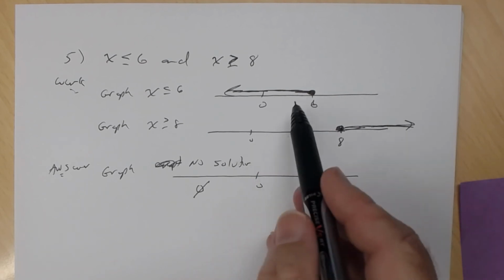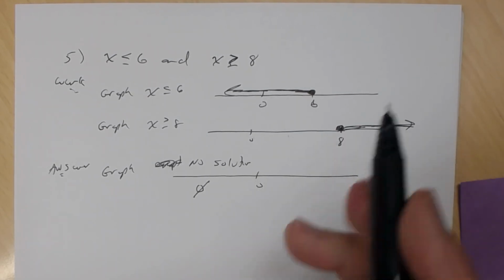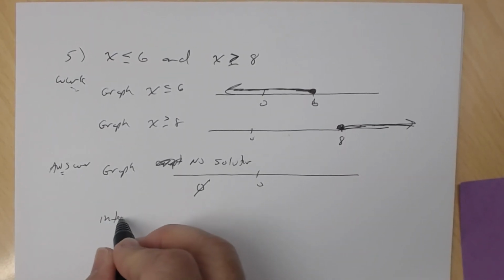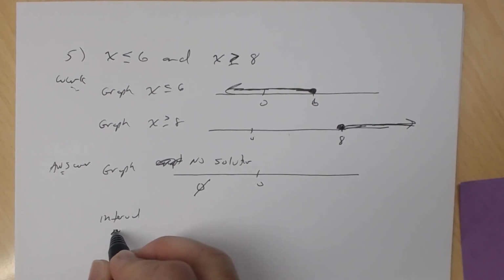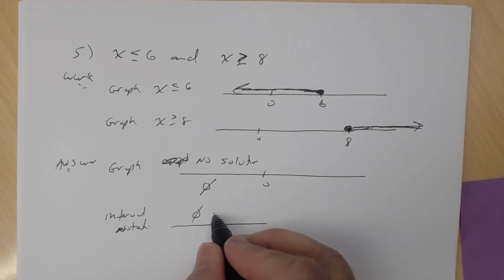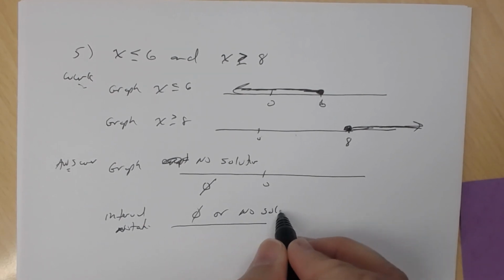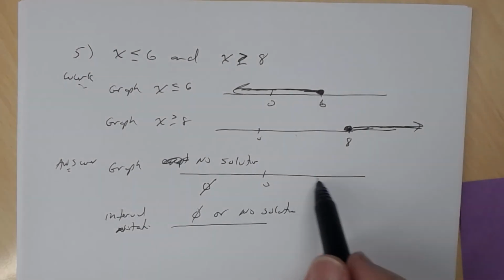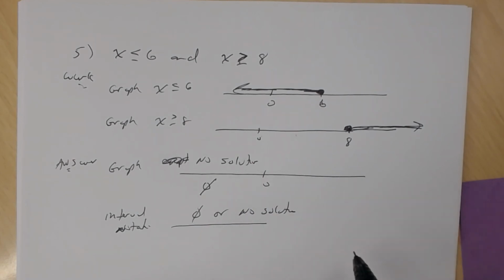All right, so remember these two graphs don't intersect, so there's no solution. Again, in the interval notation, if there's a blank there, just say empty set or just say no solution. There's nothing to graph because there's no solution, so you're not going to put anything in the graph. You're just going to say no solution.